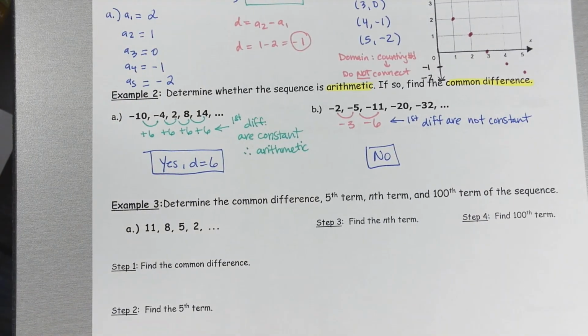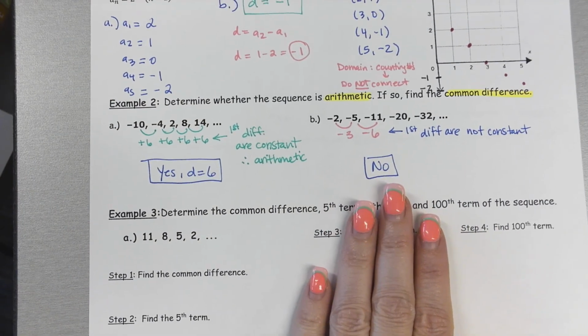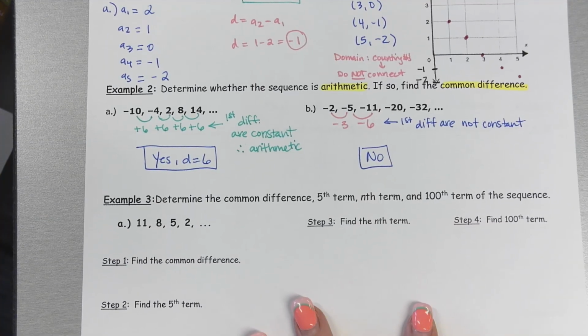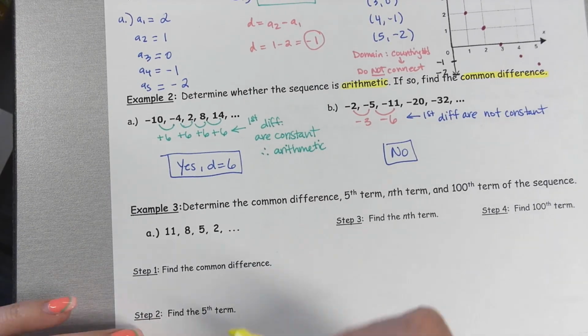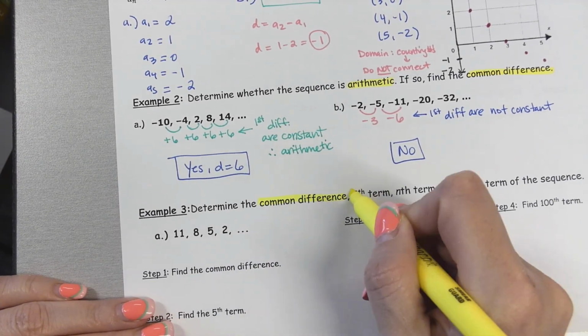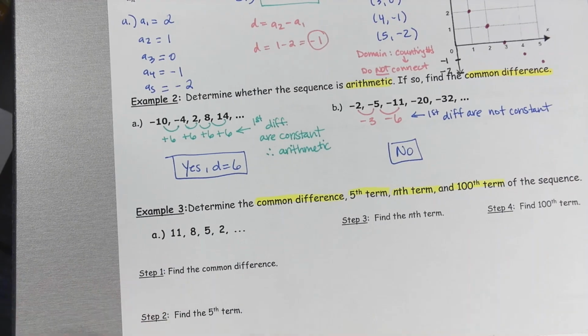Okay, again, when you're doing that on your own, it's fine if you just say no. Okay, and we can see that those first differences are not constant there. All right, for this one, there's several things we have to find.